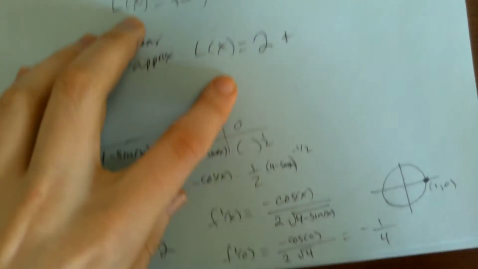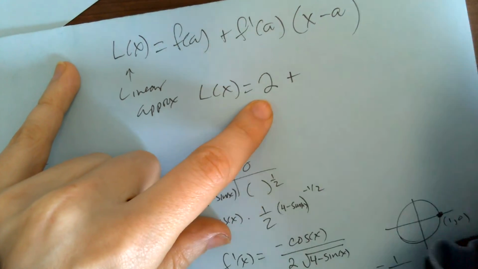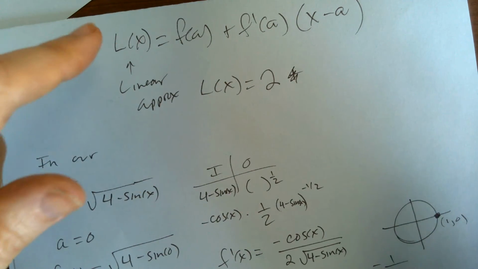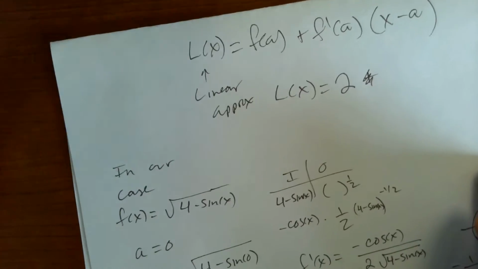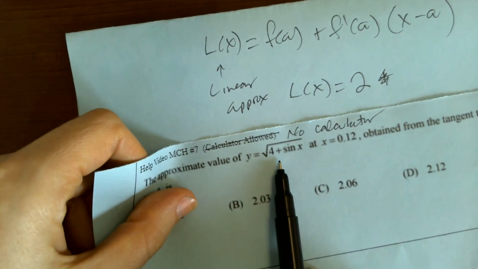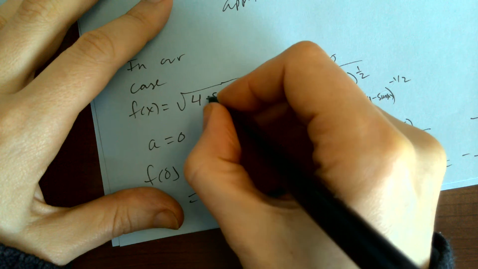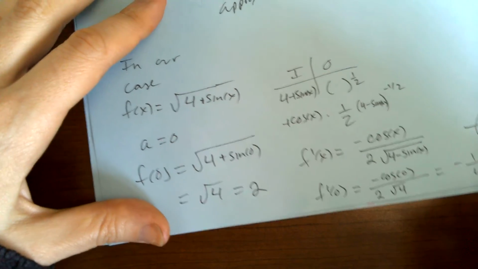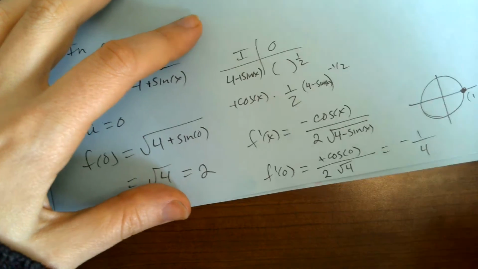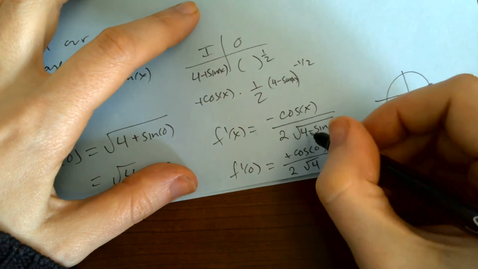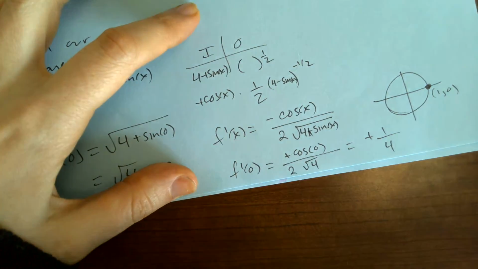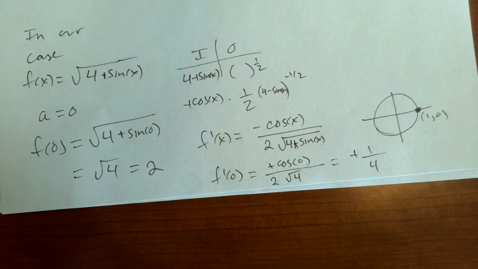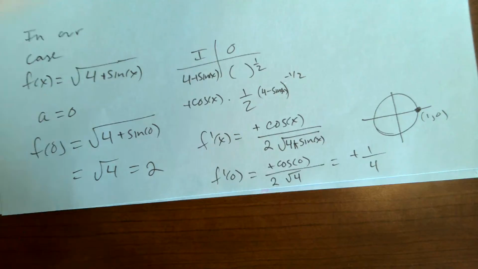Okay, so this ends up being 2... Oh, I messed up. Okay, so that's a plus. All right, so those are all pluses. All right, I thought I messed up. Okay, so that's positive 1/4. Right, those are all pluses.